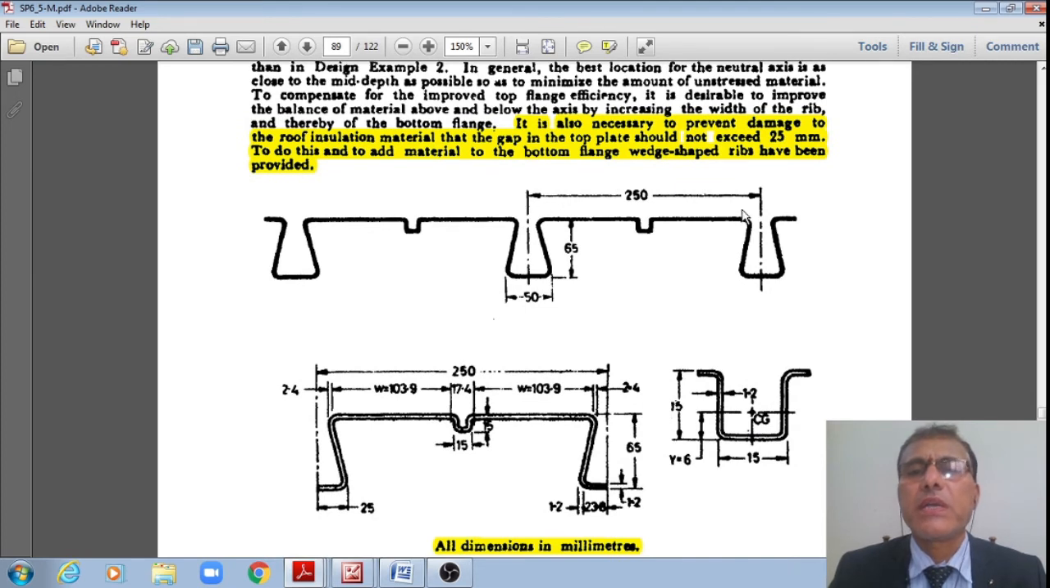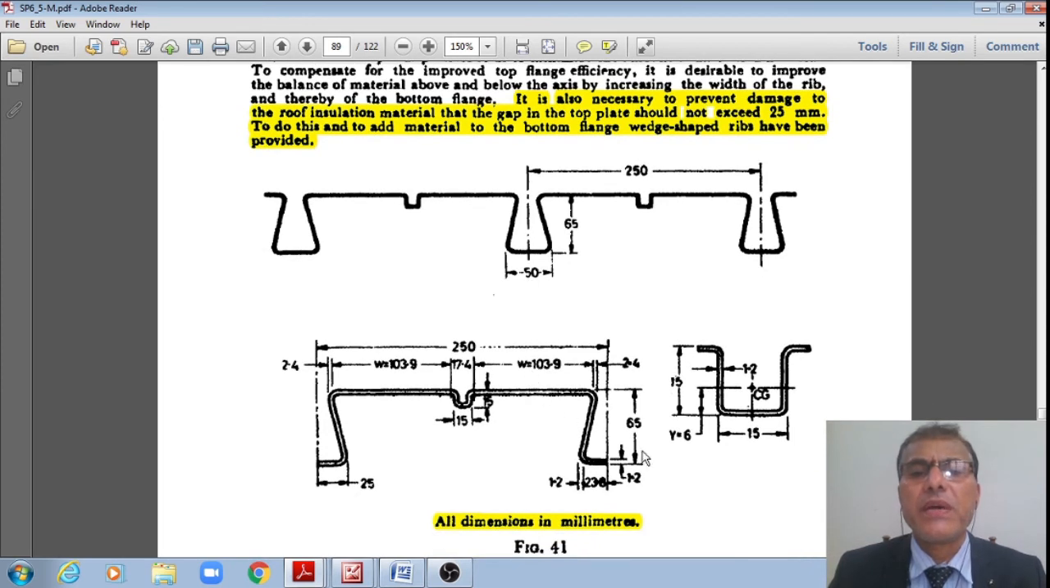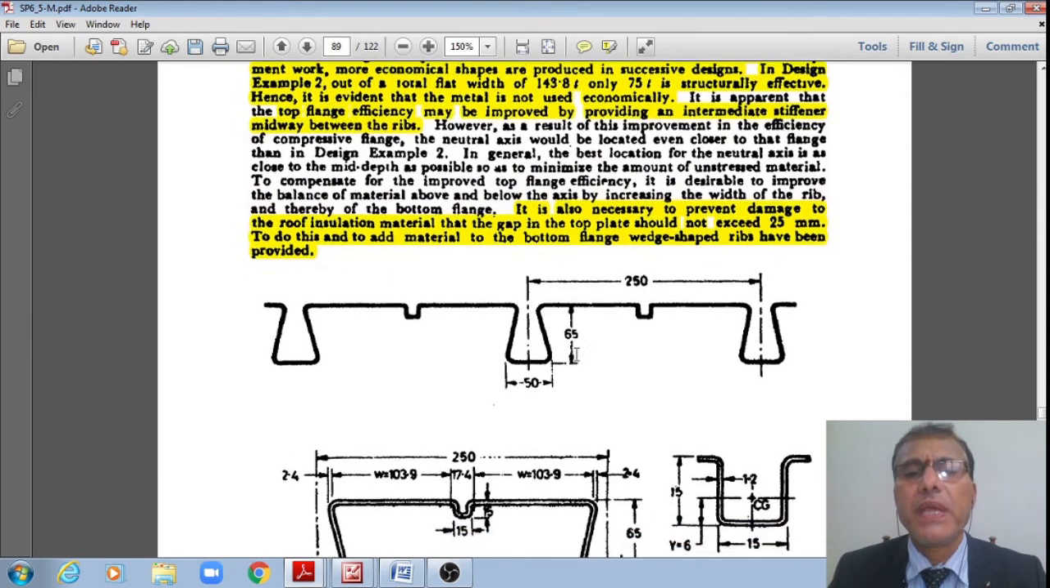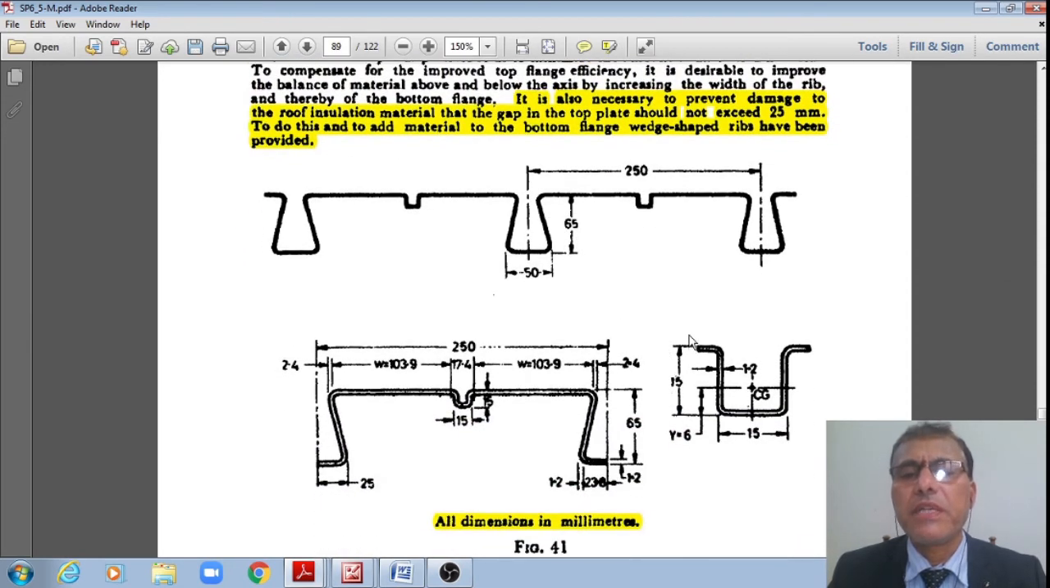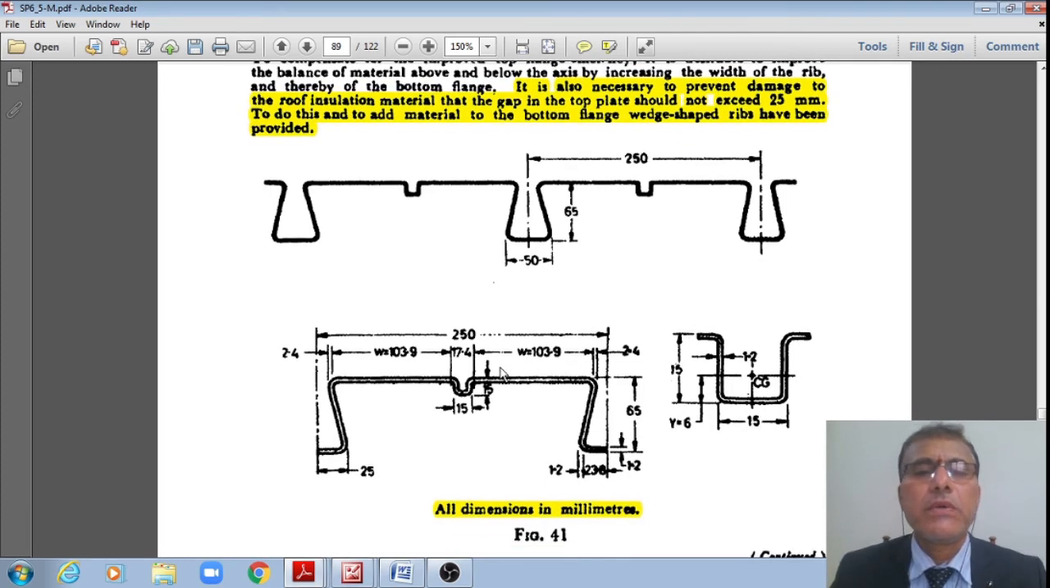The center of these ribs is equal to 250 and depth of this rib is equal to 65 and its width is equal to 50, and the thickness of this profile is equal to 1.2, right? And that of this stiffener, the depth of the stiffener is equal to 15 mm, as well as the width is equal to 15 mm, right? This is how all the different dimensions are, right?